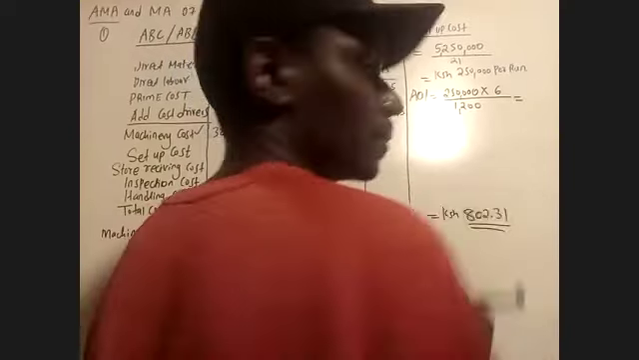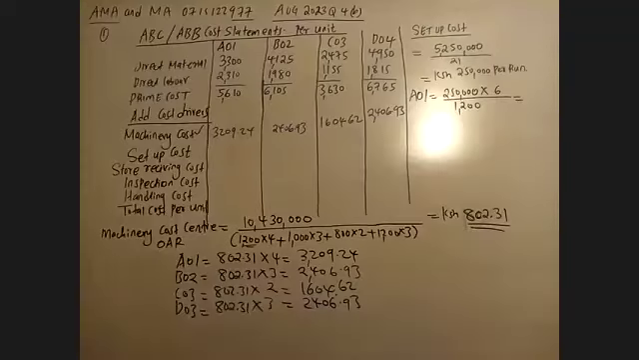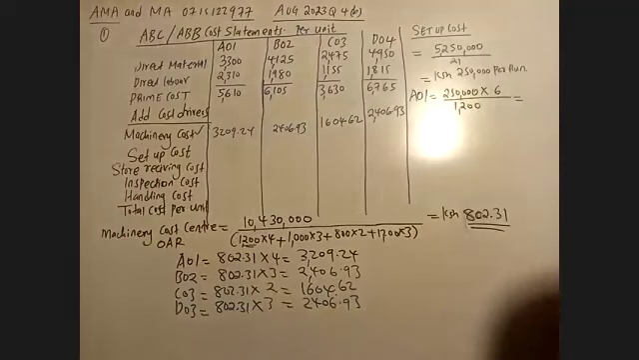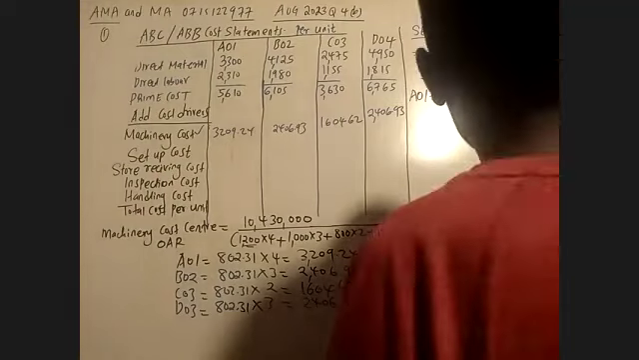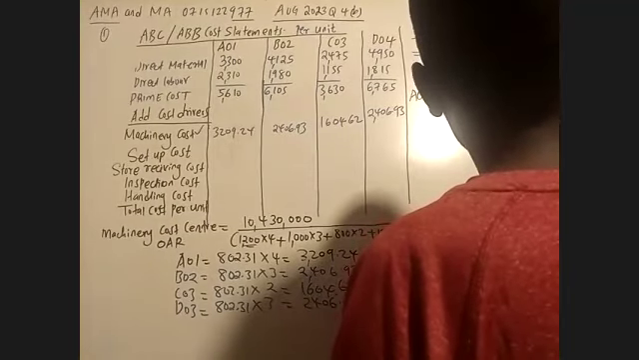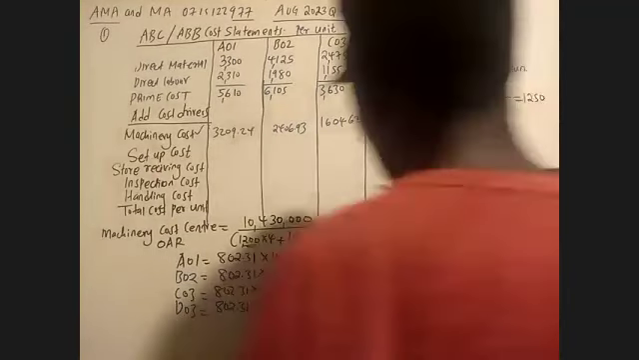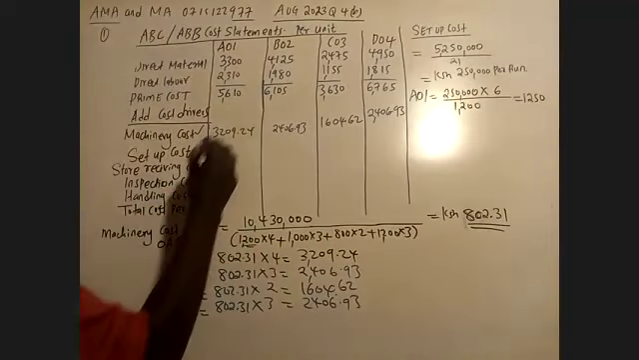So how much is that? It is 250,000 times 6 divided by 1200. So about 1250 per unit, Kenya shillings. 1250 per unit.